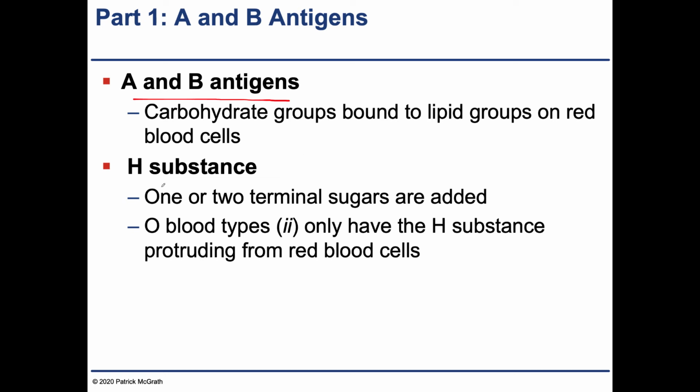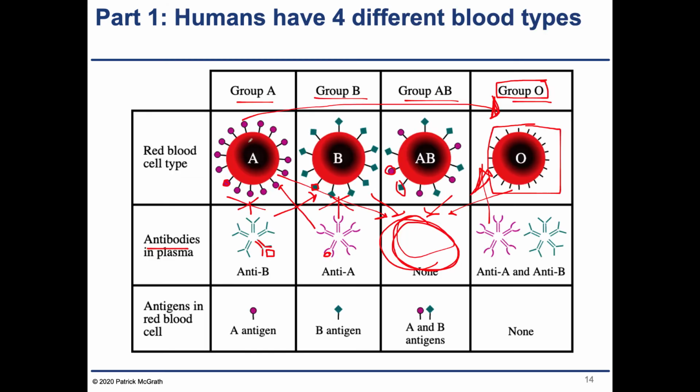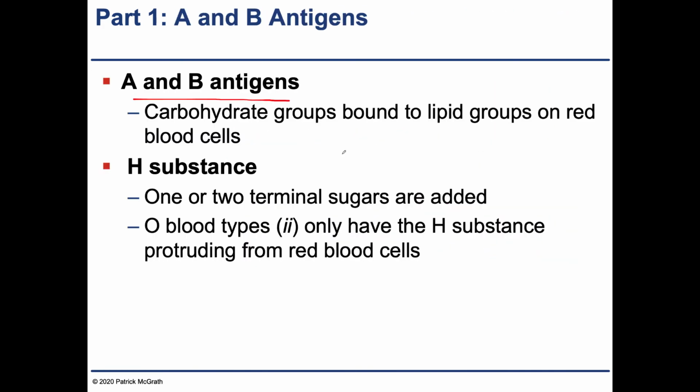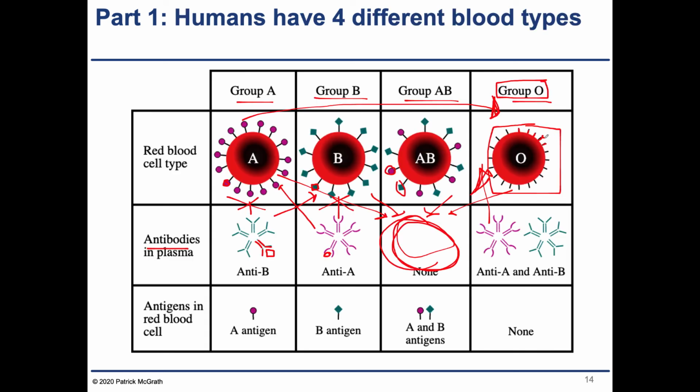And there is also the H substance, so one or two terminal sugars added. The H substance is shown by these little lines right here. And then the antigens are carbohydrate groups that are added to the end of these things. Okay, so you'll see that they have these things added to the end.